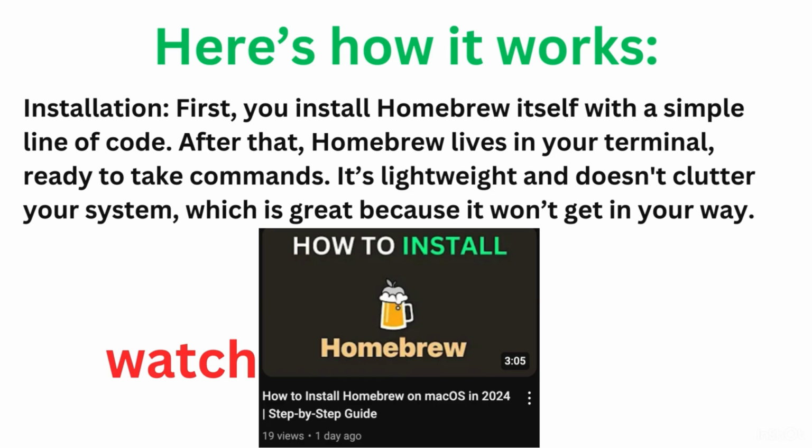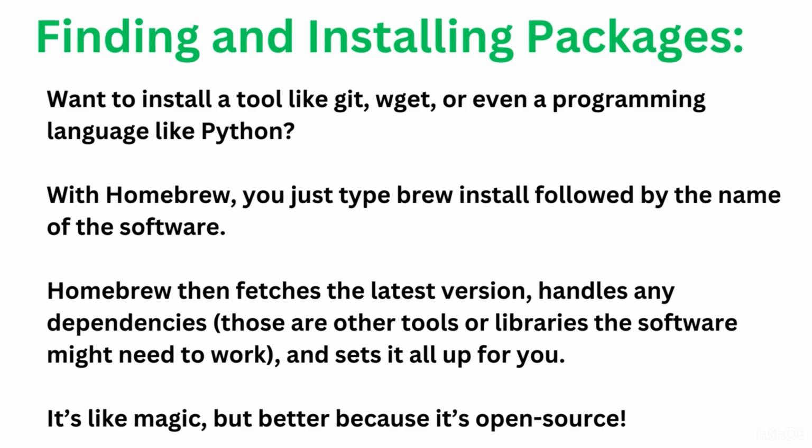It's lightweight and doesn't clutter your system, which is great because it won't get in your way. Finding and installing packages. Want to install a tool like Git, wget, or even a programming language like Python? With Homebrew, you just type brew install followed by the name of the software. Homebrew then fetches the latest version, handles any dependencies, those are other tools or libraries the software might need to work, and sets it all up for you. It's like magic, but better because it's open source.